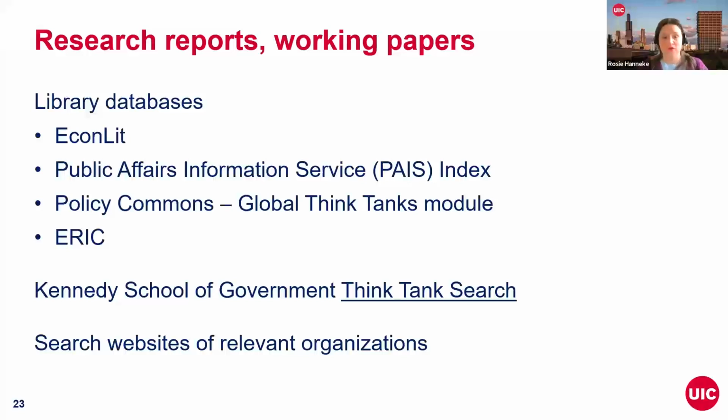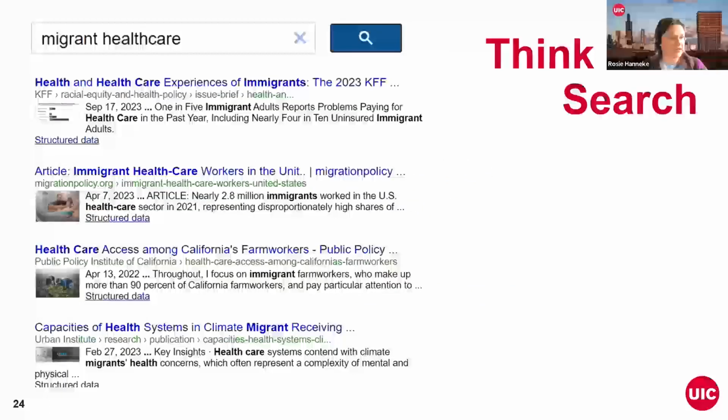And then if you know organizations that are doing research on a topic, you can just go to their website and do a search. Of course, that depends on knowing who those organizations are. The link to the think tank search is in the chat, and we'll send that out with the recording as well. This is just an example of what it might look like if I go to that page and do a search for migrant healthcare. It looks just like a regular Google search, but you'll see based on the web addresses, we've got results coming from Urban Institute, KFF, and other similar think tanks and research groups.